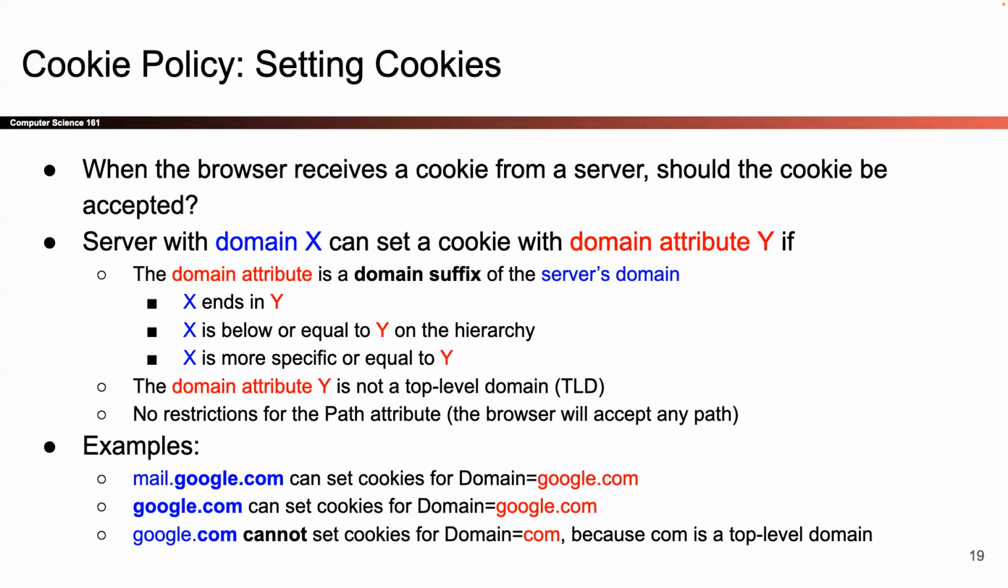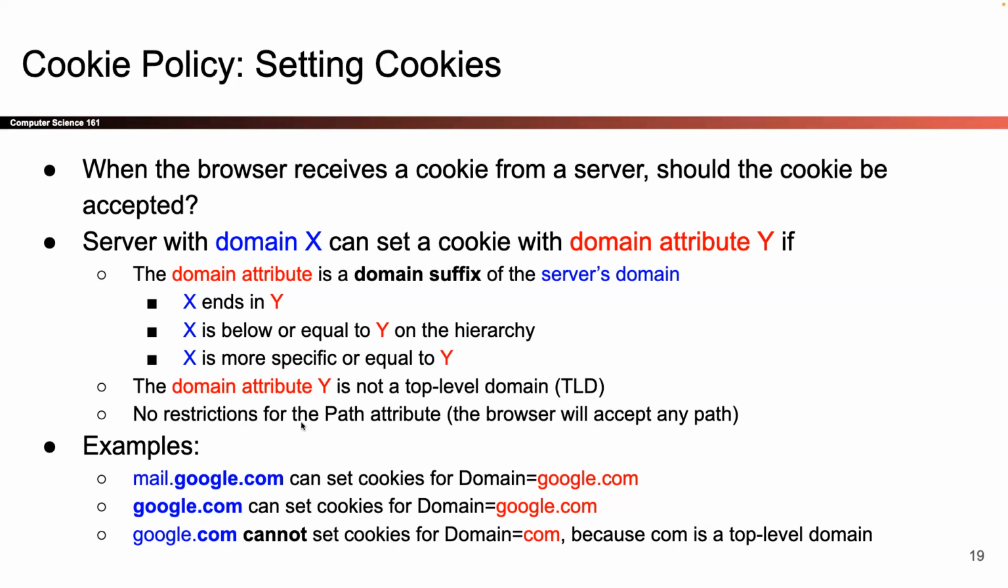But the important thing of why it's set up the way that it is, is because I don't want evil.com to be able to set a cookie that messes with bank.com or messes with CS161.org. That's the reason why this whole policy exists. But ultimately, the policy is a little bit like trivia. You just kind of write it down somewhere and keep track of it.